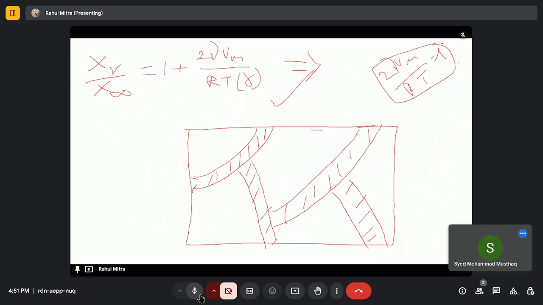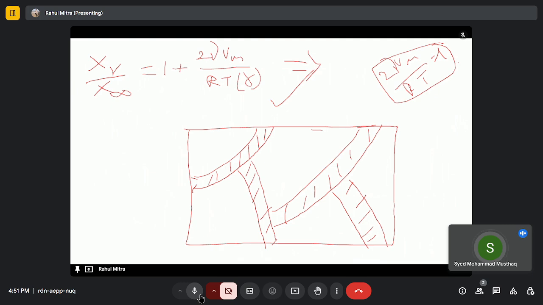Then what happens? The mole fraction of the nanoparticle, or the composition of the nanoparticle divided by the composition in the bulk, equals 1 plus 1 by R. So from there we can see how the R changing will change the composition of a nanoparticle.